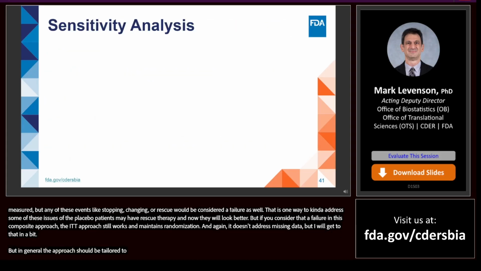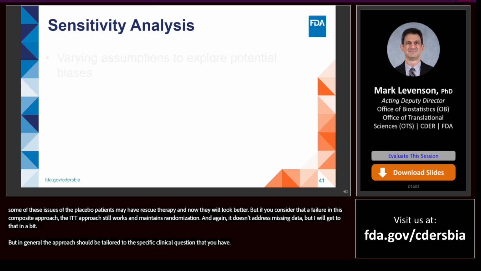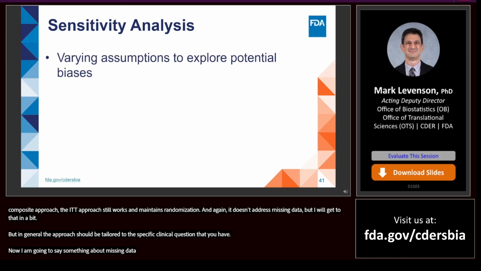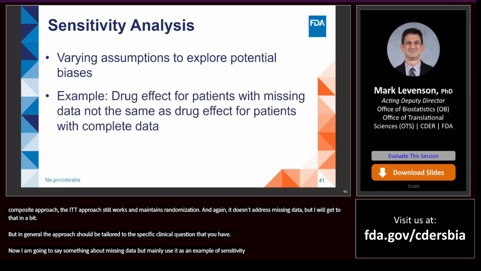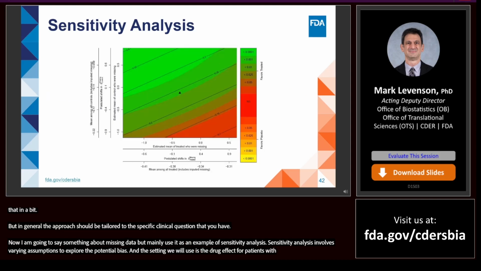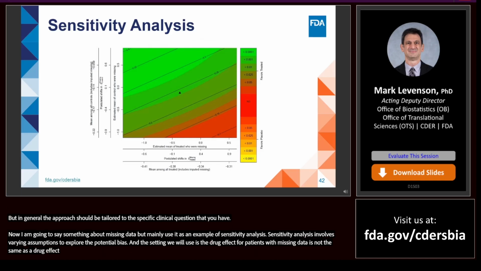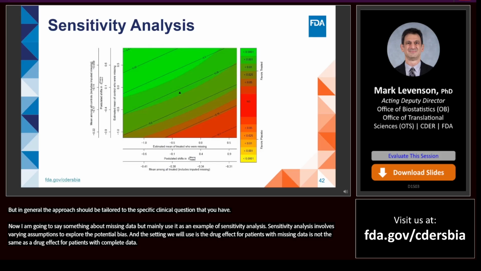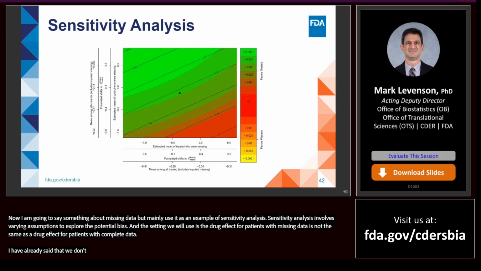Now I'm going to say something about missing data, but mainly use it as an example of sensitivity analysis. Sensitivity analyses involve varying assumptions to explore the potential biases. And the setting we're going to use is that the drug effect for patients with missing data is not the same as the drug effect for patients with complete data. I've already said that we don't see bias in the data, but we can use sensitivity analyses to explore assumptions on the bias. This is a rather complicated figure, so I'll spend some time on it.